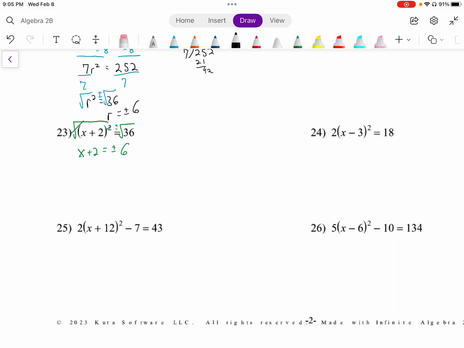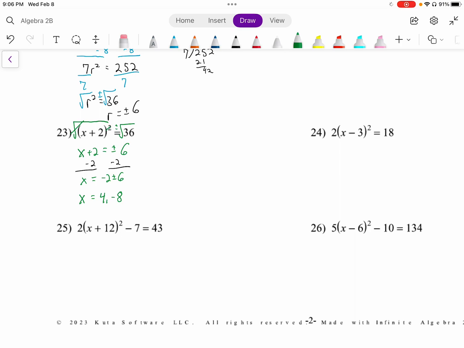And then we subtract 2 from both sides. And a lot of times we put the negative 2 first and the plus or minus kind of in the middle there. So we have negative 2 plus or minus 6. That's 2 answers. We want to find both of those answers. So we think negative 2 plus 6 is 4. And then we also think negative 2 minus 6 is negative 8. So you have 2 solutions there.